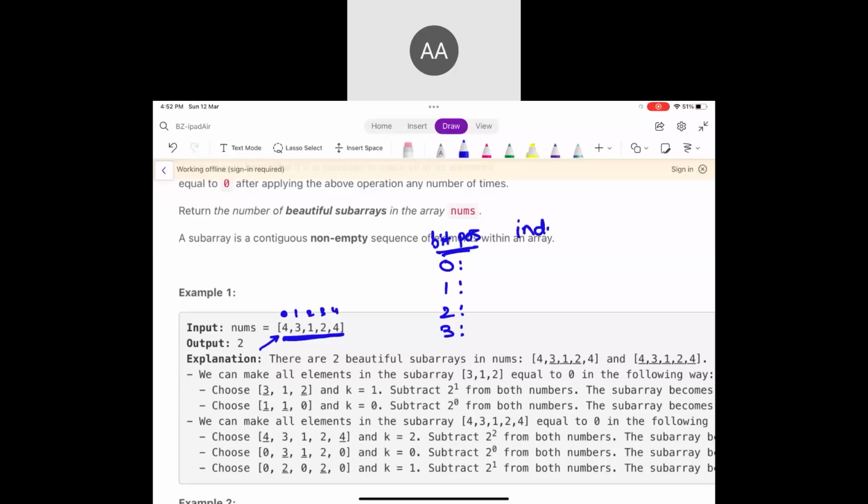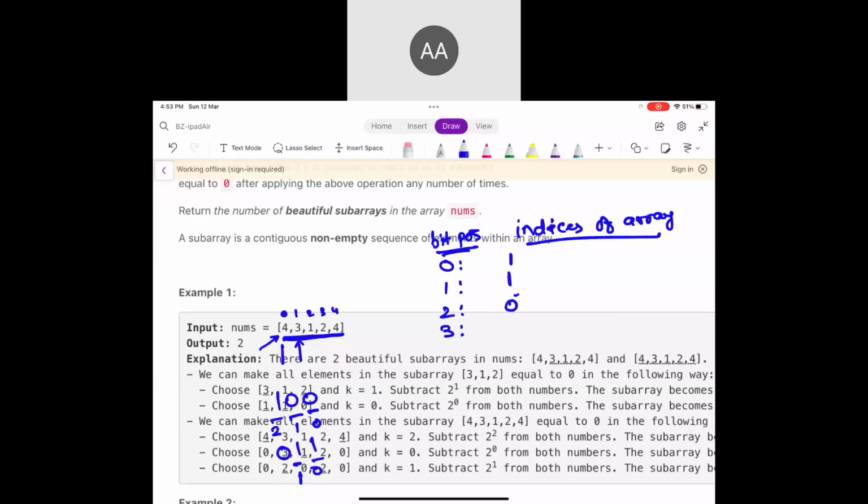Okay, second bit. In array index 0, we have second bit set, because 4 in binary form is 1 0 0. This is 0th bit, first bit, second bit. So second bit is set in 0th index. What about first index? In 3, which bit positions are set? 0 and 1. Yes, 3 in binary form is 0 1 1. So 0th bit is set, first bit is set. So 0th bit index 1 and first bit index 1.